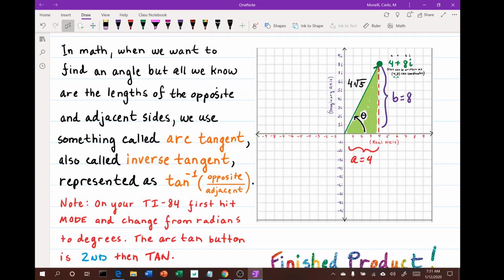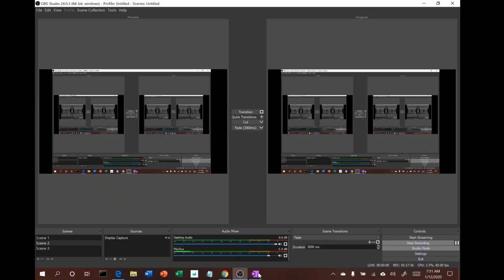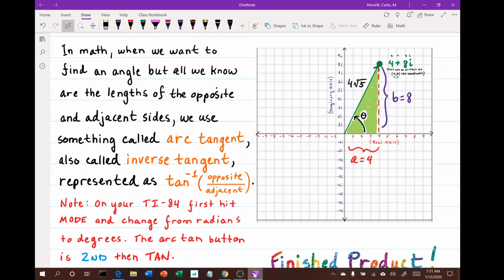So here we've got a lot to look at. In math, when we want to find an angle, but all we know are the lengths of the opposite and adjacent sides, let me explain what I mean by that. I want to find this angle, but the only information I have available to me is the length of the side opposite that angle, and the length of the side adjacent to that angle. Adjacent means kind of right next to it. So I know those two things.